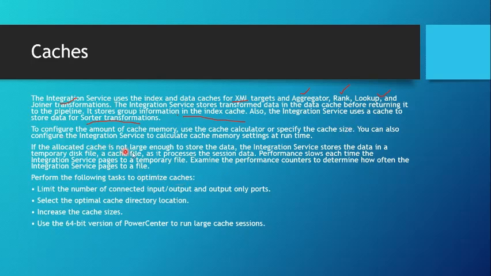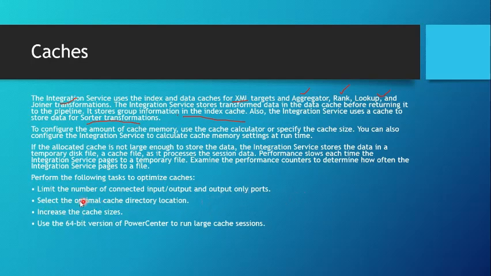If the allocated cache is not large enough to store the data, the Integration Service stores the data in a temporary disk file, a cache file, as it processes the session data. Performance slows each time the Integration Service pages to a temporary file. So examine the performance counters to determine how often the Integration Service pages to a file. Here is how to limit the number of connected input and output only ports.